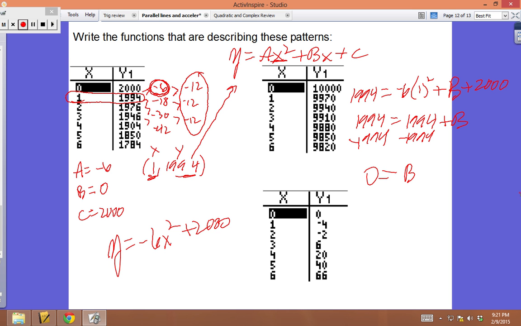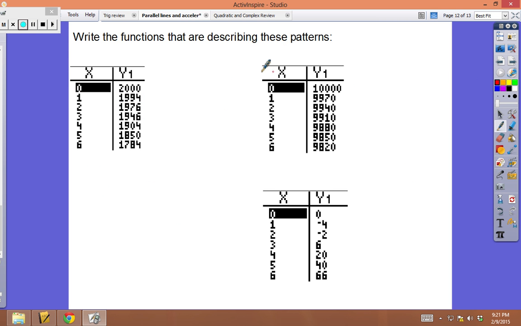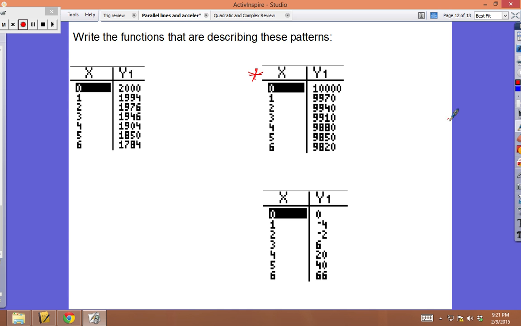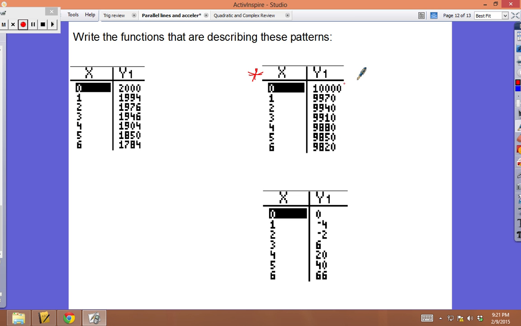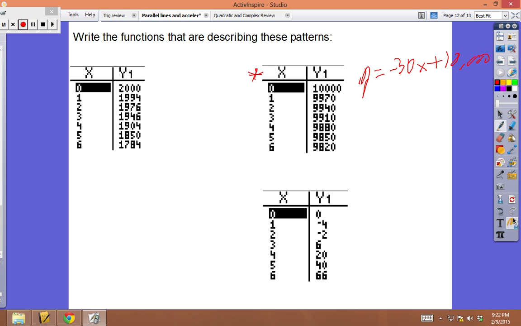Okay, now let's do a couple more. I think I messed up on this one. We might have to change some numbers on this one because I think this one is linear and I didn't want it to be linear. So let's skip this one right now. I think it's just changing by 30 every time. So if you've got the linear formula, yeah, that is 30, and it's going down, so it's negative 30x plus b, where y equals mx plus b. B is 10 grand. Okay, so let's skip that one.